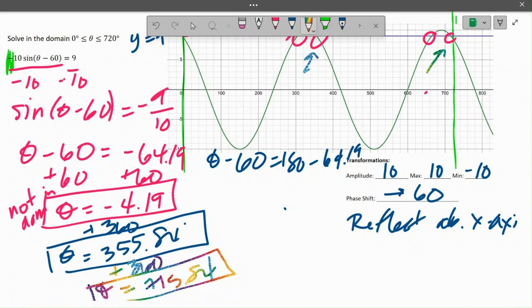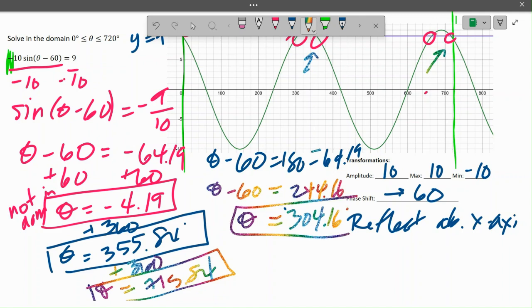Okay, now we're coming over to our blue side. So I end up with theta minus 60 equals, I'm going to do that math on the right. Ooh, there should be a negative because that was a negative. I dropped my negative. Don't do that. So this should be minus negative 64. I end up with 244.16. And now I'm going to get theta by itself by adding 60. When I add 60, I get 304.16 degrees. That falls within our domain, and that is that part of our graph right there.